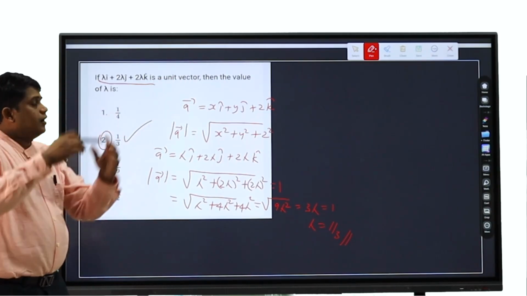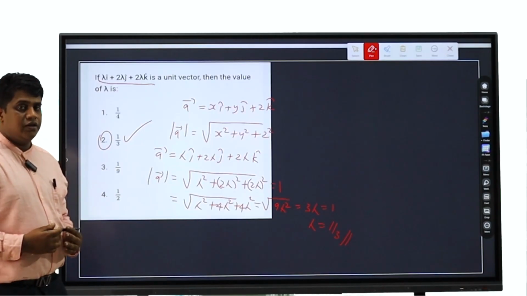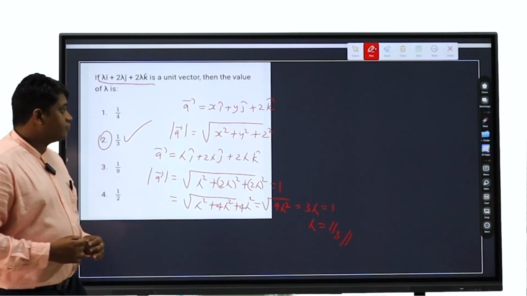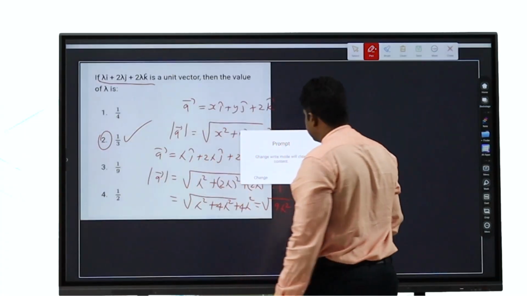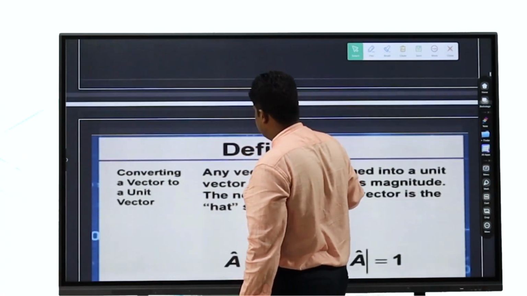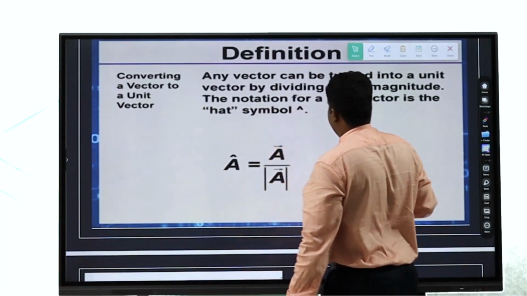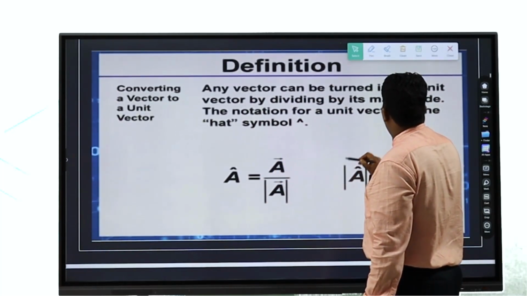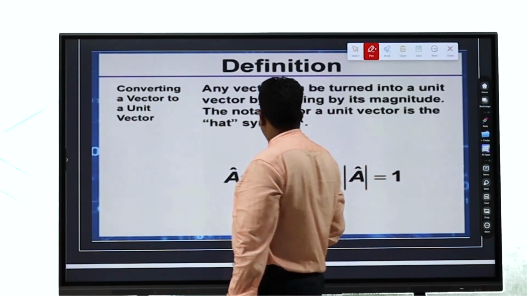We can find the magnitude of a vector in this way. Then what is the unit vector along the direction of a vector? Let A be a vector.